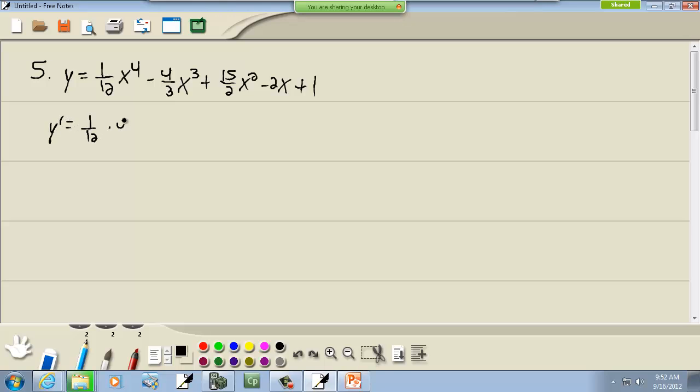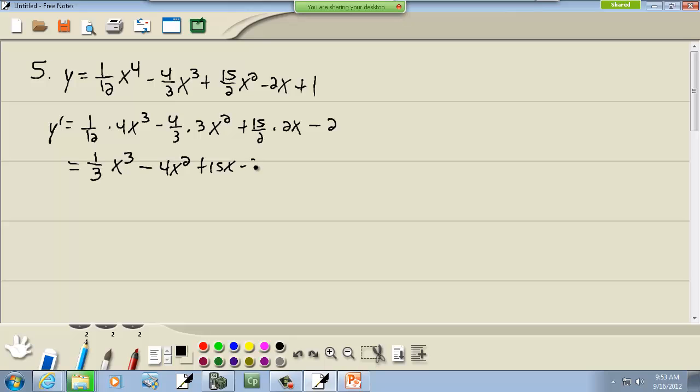Well, take our power, put it out in front, lower it by 1. Take our power, put it out in front, lower it by 1. Take our power, put it out in front, lower it by 1, and negative 2x just becomes negative 2, and then the derivative of 1 is 0. Well, 1/12 times 4 gives us 4/12, or 1/3. Minus, those 3's cancel and gives us 4x squared. Those 2's cancel and gives us 15x, and then minus 2.